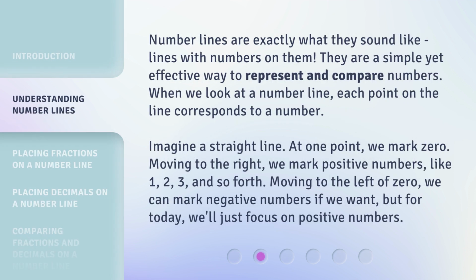Number lines are exactly what they sound like. Lines with numbers on them. They are a simple yet effective way to represent and compare numbers. When we look at a number line, each point on the line corresponds to a number. Imagine a straight line. At one point, we mark 0. Moving to the right, we mark positive numbers, like 1, 2, 3, and so forth. Moving to the left of 0, we can mark negative numbers if we want, but for today, we'll just focus on positive numbers.